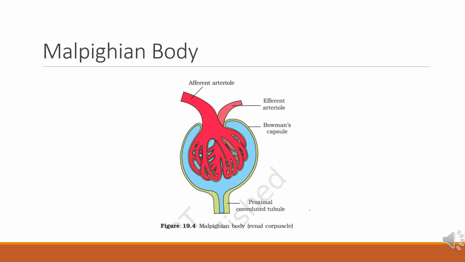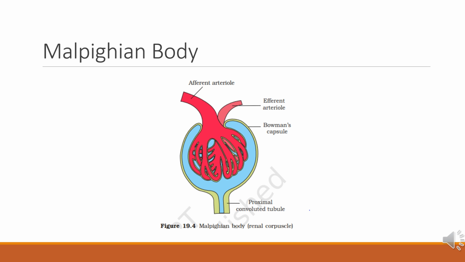Now as the renal artery is entering into the Bowman's capsule, it is broader in width, the lumen is wide, and when it is emerging out, then the lumen is narrow. So this is the arrangement by which the pressure increases and the filtration rate becomes very high.